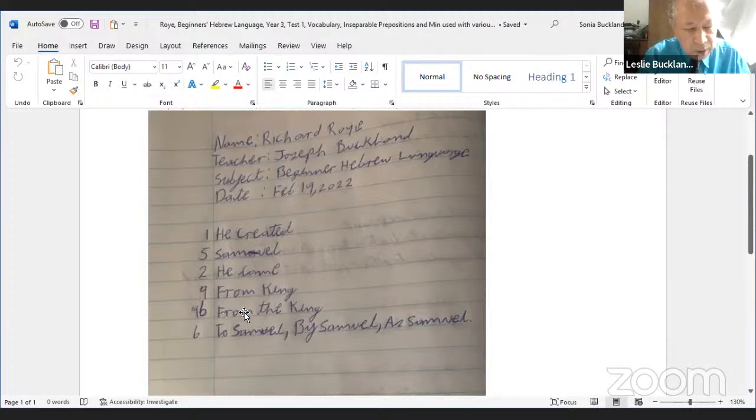Then the next part of number 9, from the king. So you have min again, and you have the definite article before the noun melech. Translation: from the king. Okay, now we need to examine number 6. Number 6 is a problem, and I need to point out the problem. All right, so you have here 2 Samuel, by Samuel, as Samuel. Let's see what the test says.